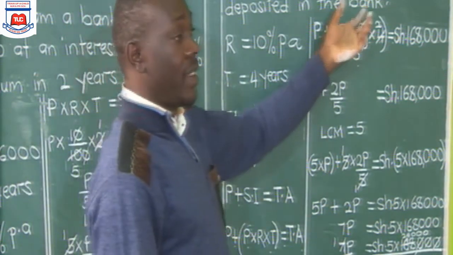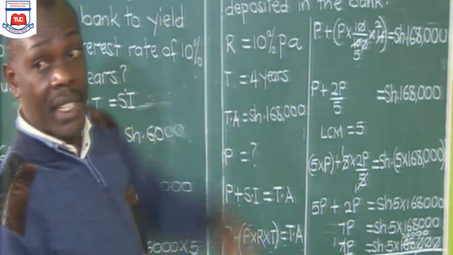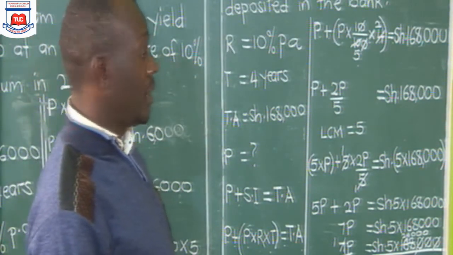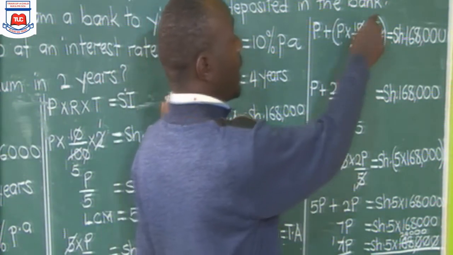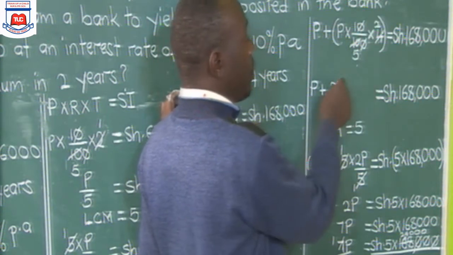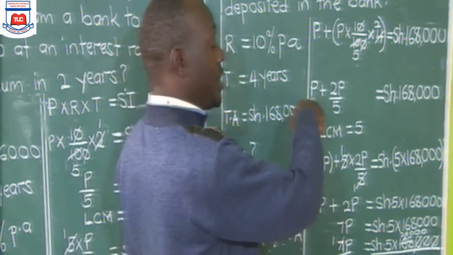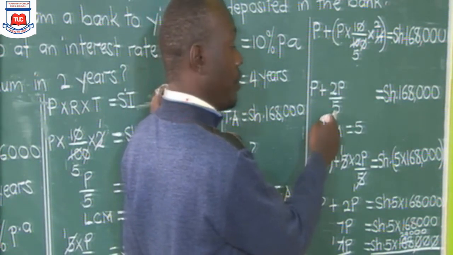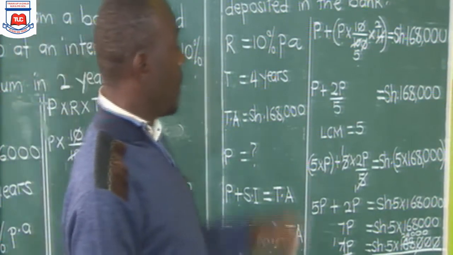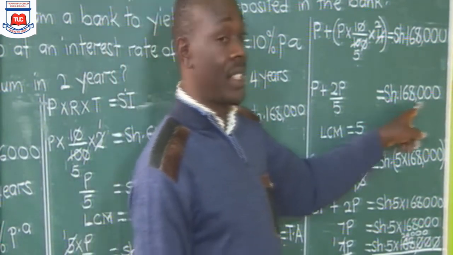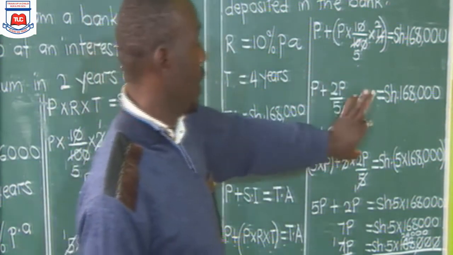Now, since we don't have any other common divisor, we are obliged to multiply the numerators, and if we have any denominators to multiply, we do the same. So we are going to multiply P by 2, you get 2P out of a single denominator 5. Hence the outcome is P plus 2P out of 5 equals 168,000 shillings. So remember, P is out of 1 as well as 168,000 shillings. Find the LCM of 5 and 1, which is 5.